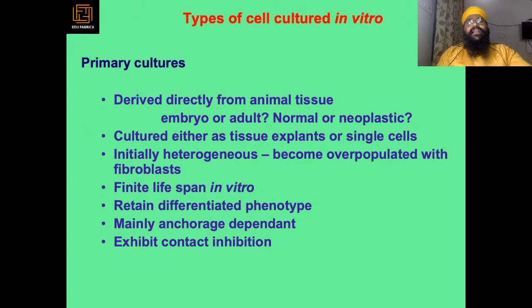So, types of cell culture in vitro. Those derived directly from animal tissue are primary cell culture and secondary cell culture. Primary cell cultures are the best ones so far. We take them from animal tissue, embryo or adult, normal or neoplastic, cultured either as tissue explants or single cells. Initially heterogeneous, they become overpopulated with fibroblasts. They have a finite lifespan in vitro, retain differentiated phenotype, are mainly anchorage dependent, and exhibit contact inhibition.